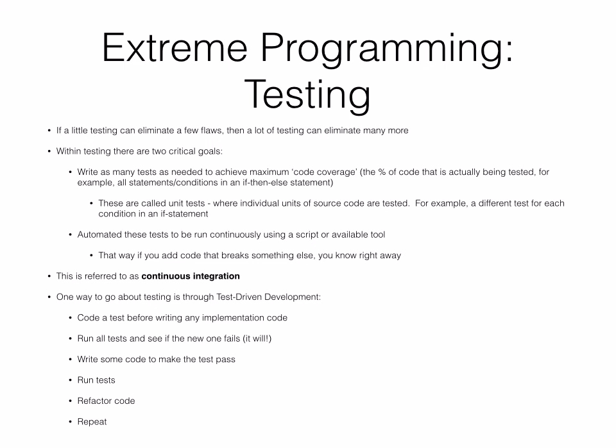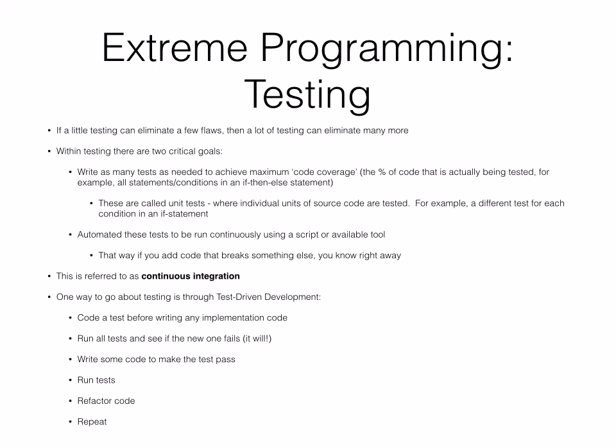I list these steps out in a little more detail here. You code a test before writing any implementation code. You run all the tests to see if the new one fails, and it will, because you haven't implemented anything. Then you write the minimum amount of code necessary to make that test pass. Then you run your tests to make sure they all pass. Do any refactoring necessary to optimize your code to make sure you don't have anything you don't need. And then you continuously repeat this process until you've completed a particular task that was listed in your sprint backlog.